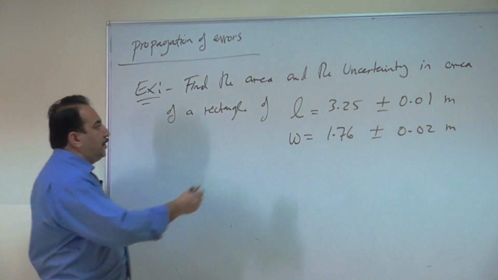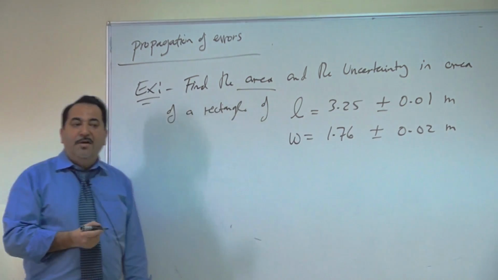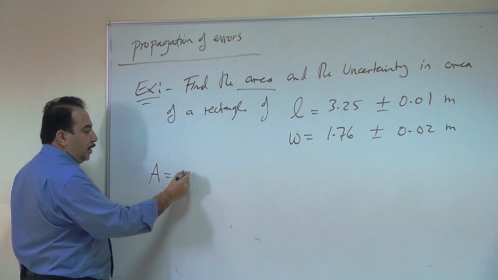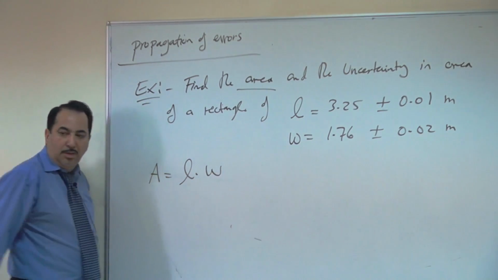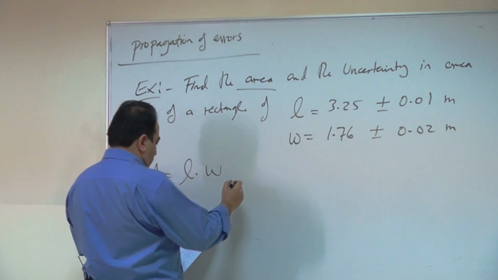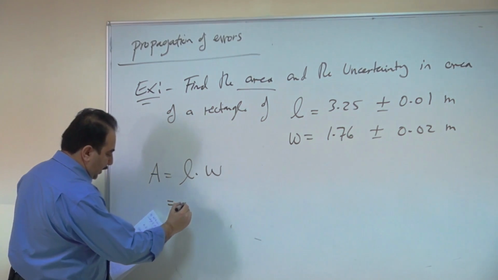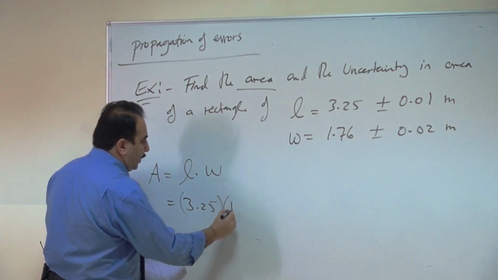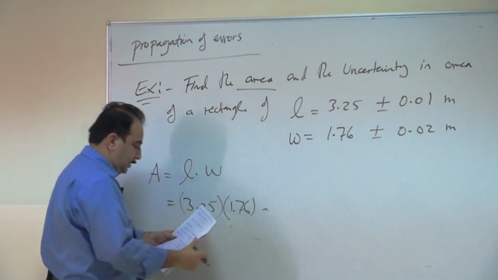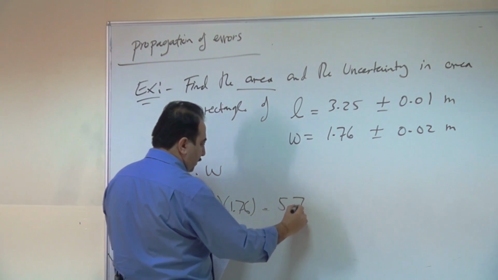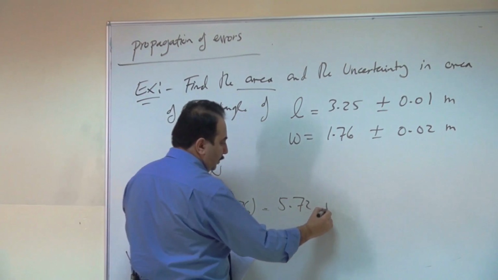Now, the first part, I think, is easy. What's the area? How do you find the area of a rectangle? What's the formula? Area equals length multiplied by width. So let's multiply: 3.25 times 1.76, and this is equal to 5.72 square meters.